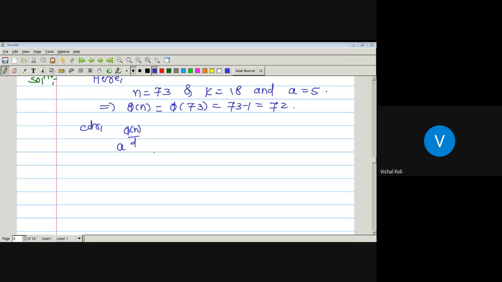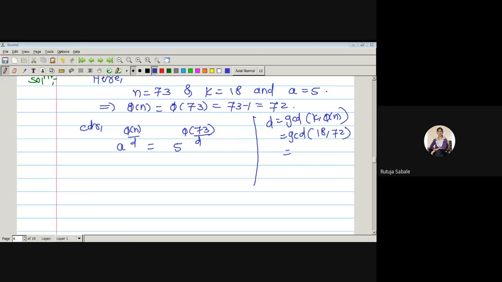That is 5 to the power phi of 73, divided by d. First find out d. D is equal to GCD of k comma phi of n, which is GCD of 18 and phi of 73, which is 72. What is the GCD of 18 and 72? It is 18. So d equals 18.